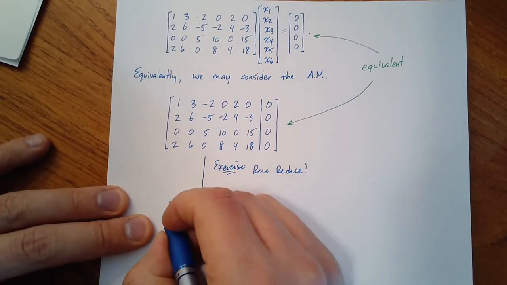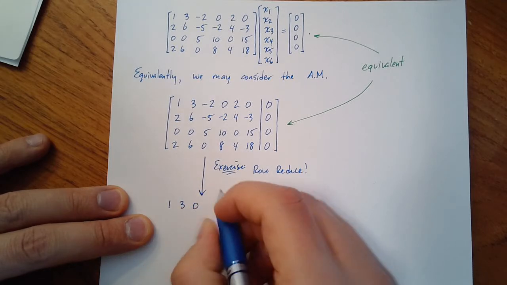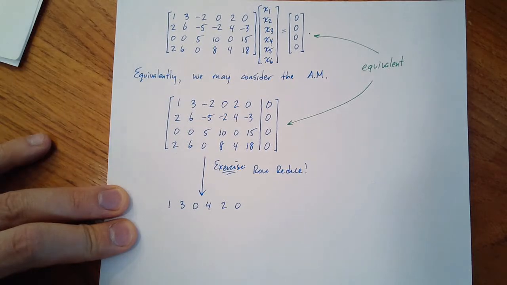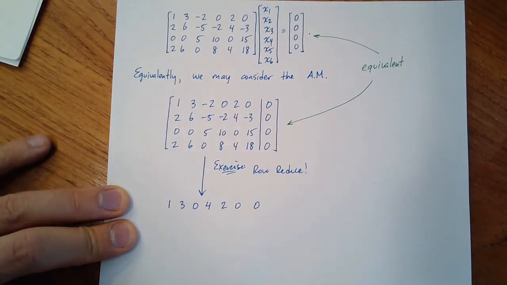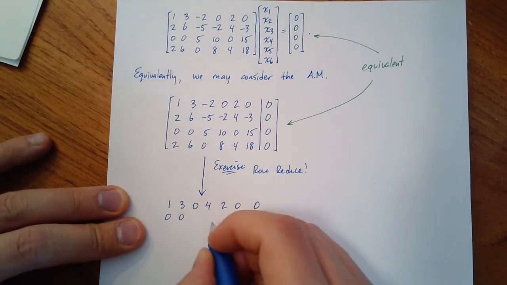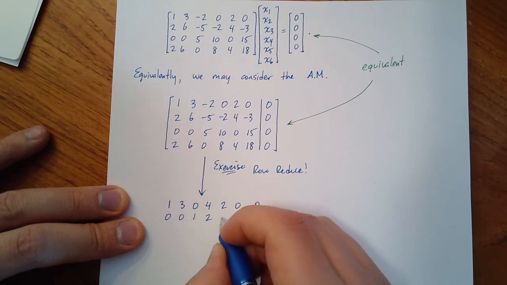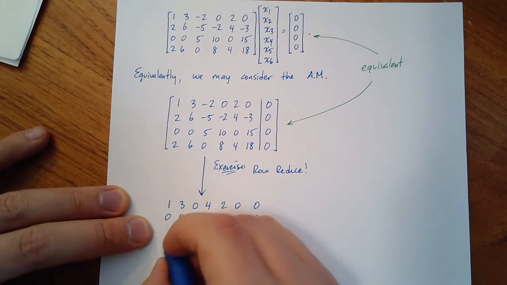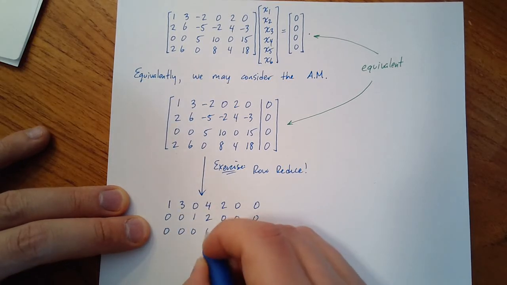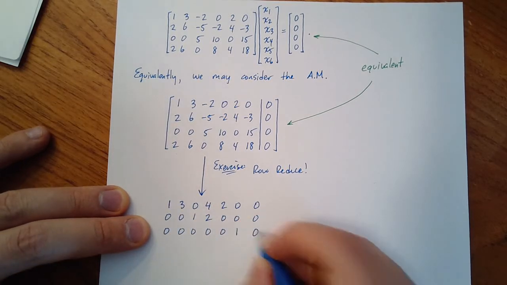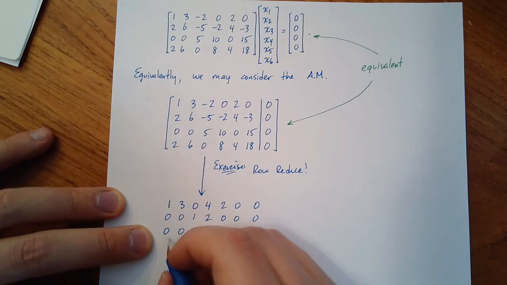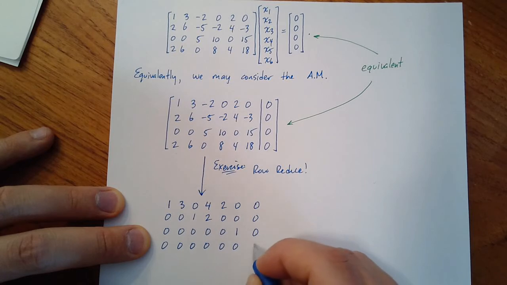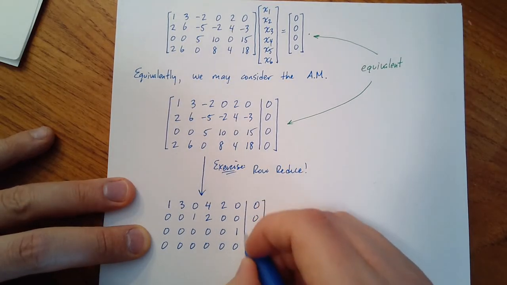For the first row, you're going to get 1, 3, 0, 4, 2, 0, and a 0 on the right-hand side. For the second row, you're going to get 0, 0, 1, 2, 0, 0, and then a 0 on the right-hand side again. Then for the third row, you get a lot of zeros, and then a 0 there, and the last row consists entirely of zeros. So that's what it looks like if you row reduce it down to reduced row echelon form.